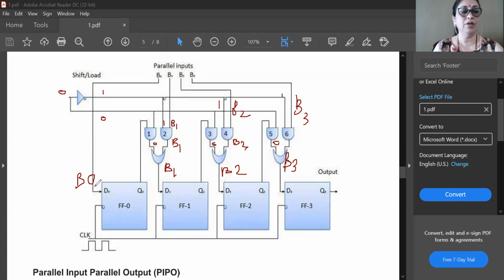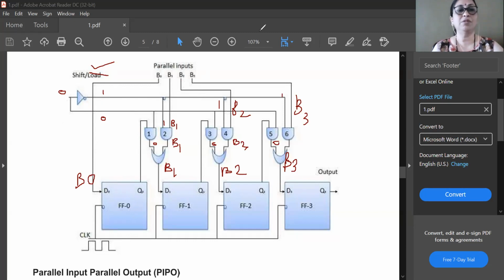So now you can observe the inputs are present at the D input of each flip-flop. So this is your load mode. So when this control line is equal to 0, you can load data. So apply data to B0, B1, B2, B3, apply a single clock pulse, then in that case, whole data is parallelly loaded into your shift register.